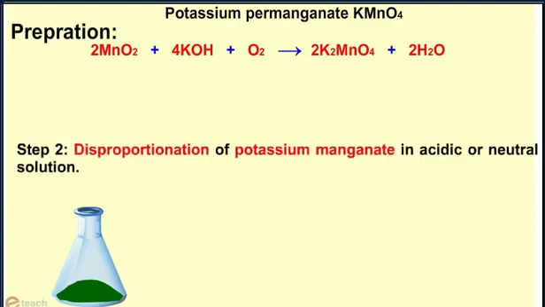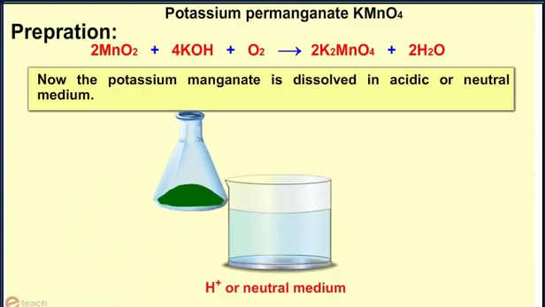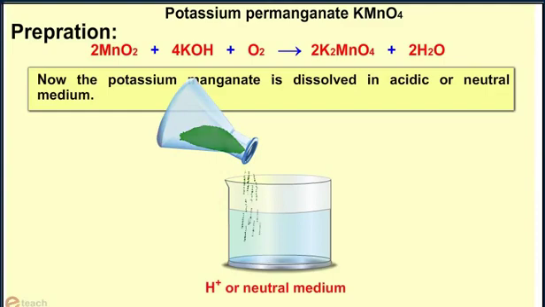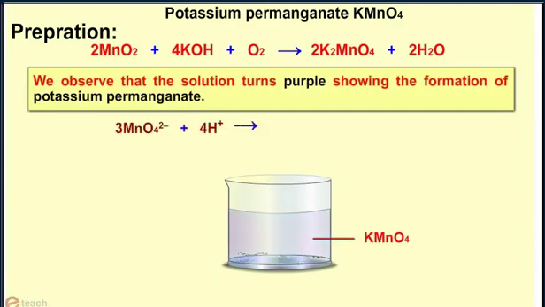In the second step, disproportionation of potassium manganate in acidic or neutral solution takes place. Now the potassium manganate is dissolved in acidic or neutral medium. We observe that the solution turns purple, showing the formation of potassium permanganate. The reaction followed is 3MnO4 2- + 4H+ gives 2MnO4- + MnO2 + 2H2O.